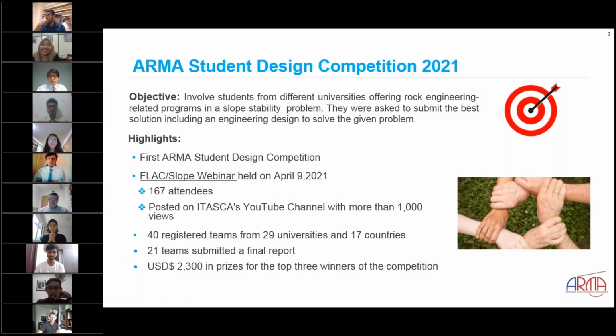The objective of this competition was to involve students from rock engineering related programs in a slope stability problem. They were asked to submit the best solution, including an engineering design to solve the problem. Here we have some highlights of the competition so far. This is the first student design competition hosted and organized by the American Rock Mechanics Association.